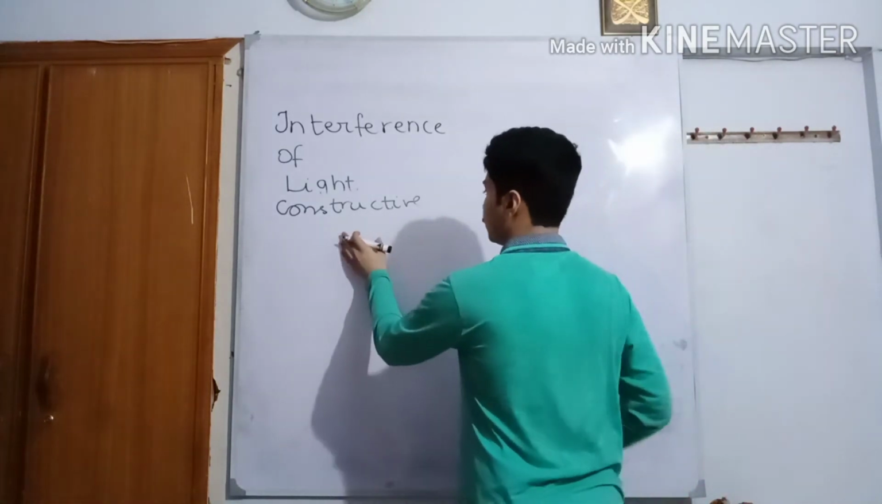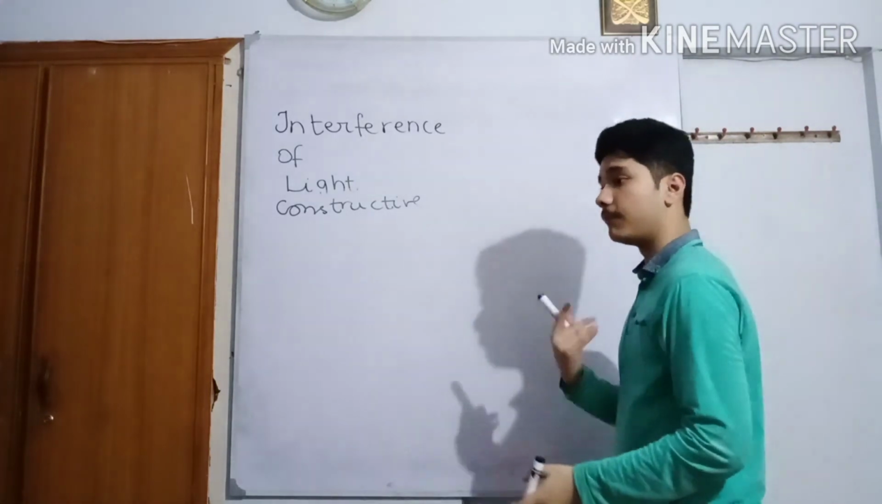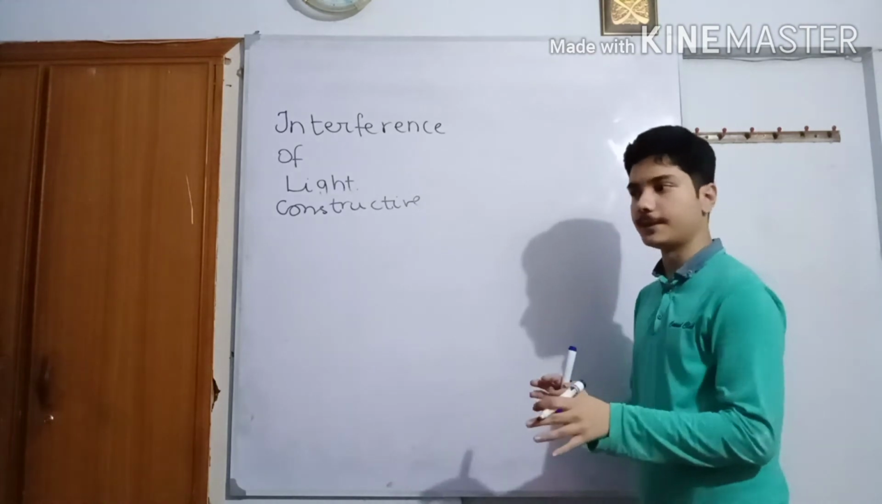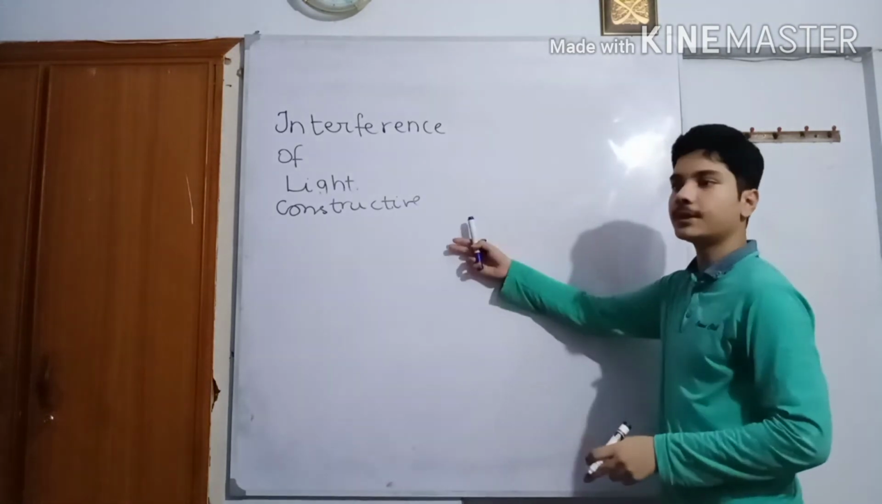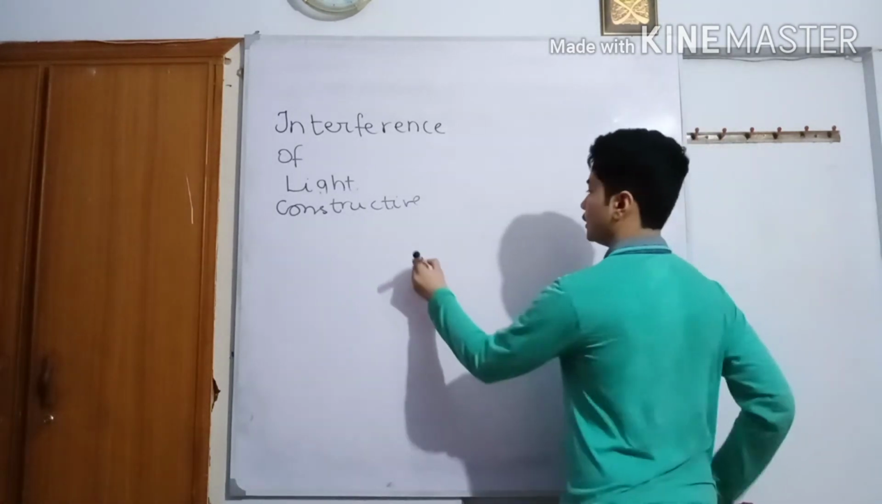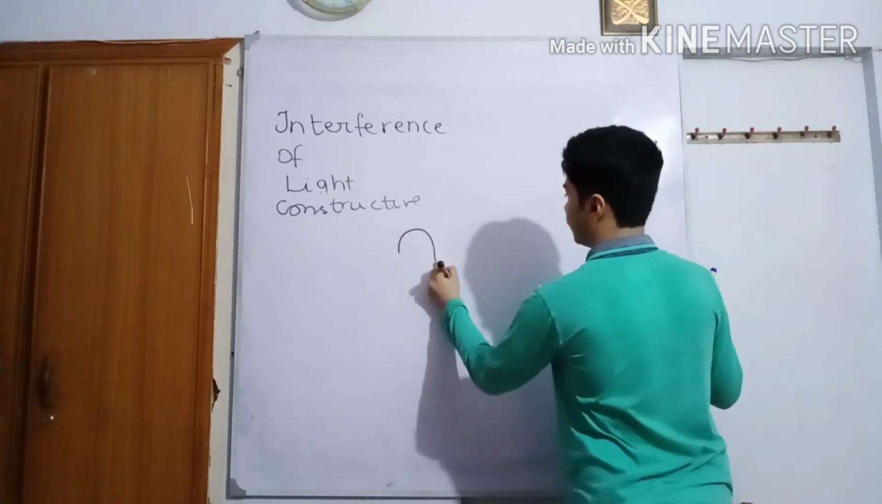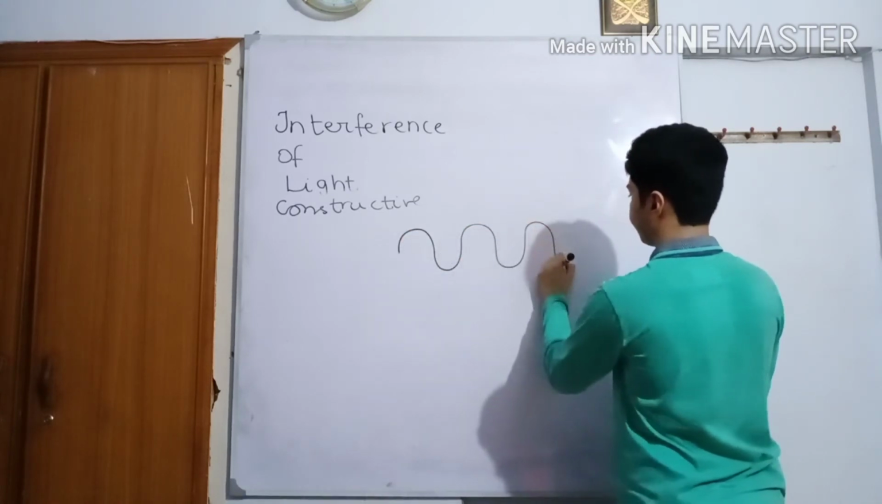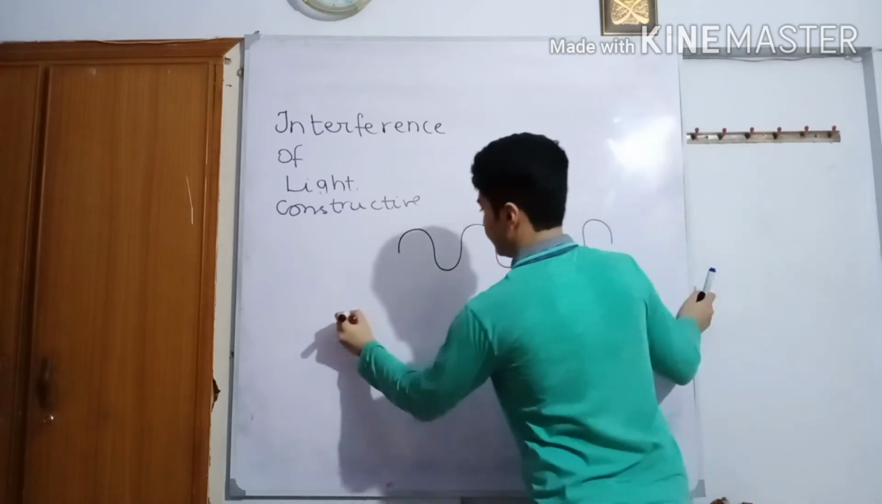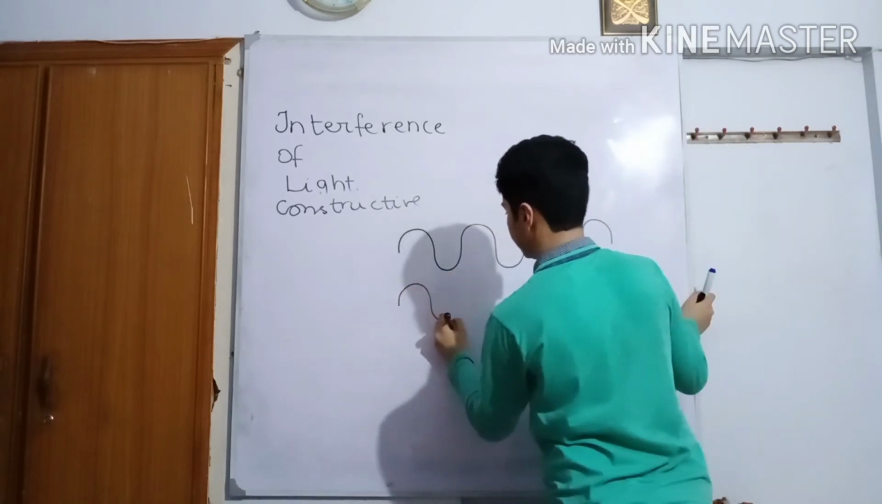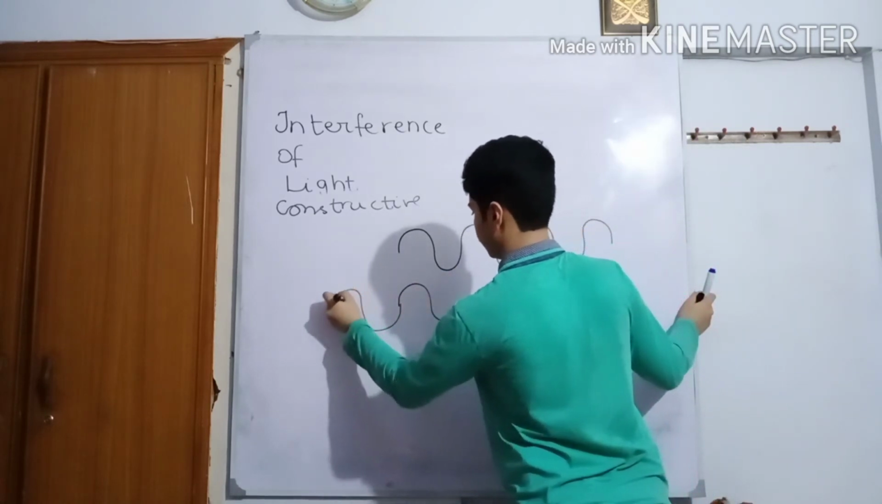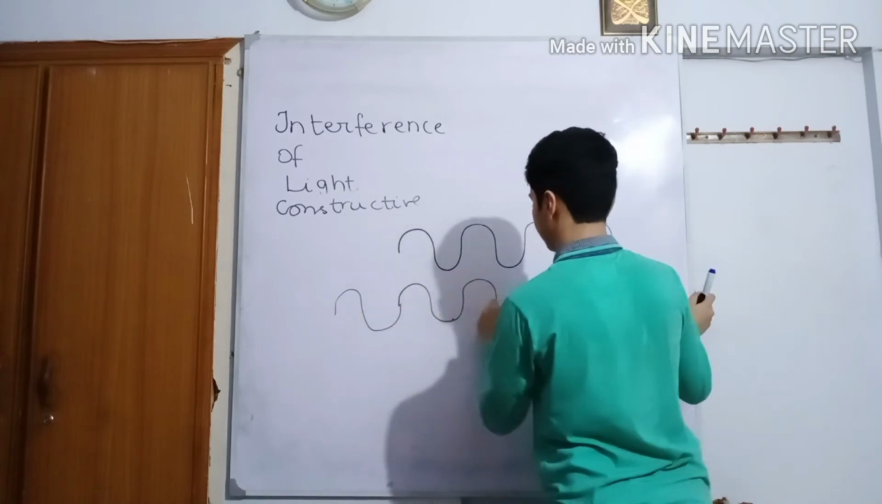Now we're heading to constructive interference again. Why? We're going to develop an equation using constructive interference. How? Let's see. Okay, this is our first light wave being generated, and this is the second light wave which is being generated.